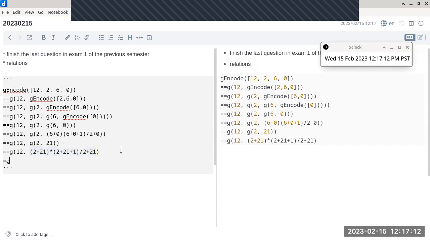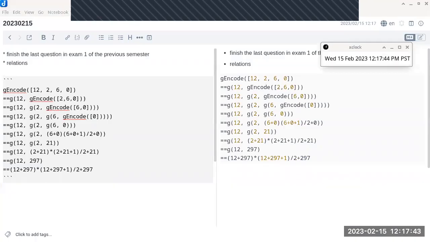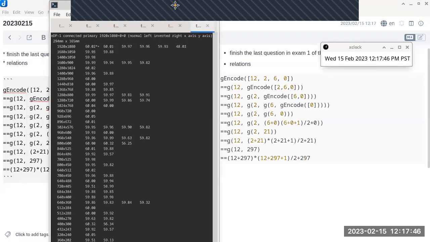All right, so this is G of 12, 297. Now I might need a calculator at this point, because now I have to compute what is 12 plus 297 times 12 plus 297 plus 1, the whole thing divided by 2 plus 297. That's a typo here. It's supposed to be 7. All right, so I'm going to use a calculator because I can't do this math this quick.